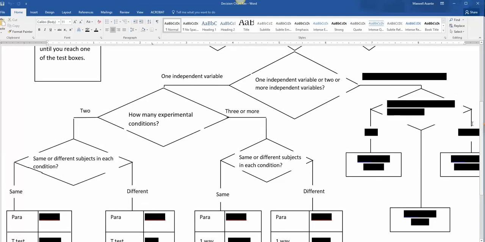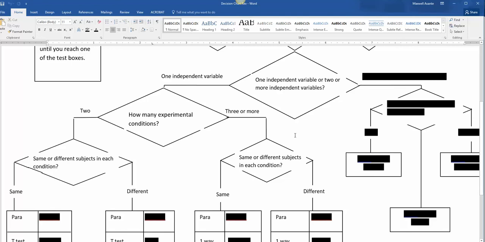To continue, if we are considering an experiment in which there are 3 or more conditions, in which case we have a very cold room, which may be 45 degrees, a cool room, which is 70 degrees, and a hot room, which is 90 degrees. Now we have no more than 2 conditions, but we have 3. A cold room, a cool room, and a hot room.